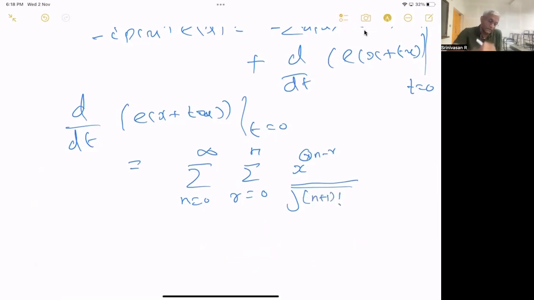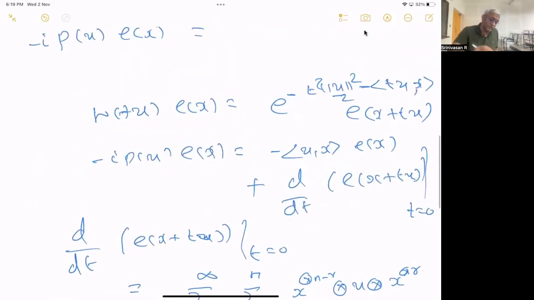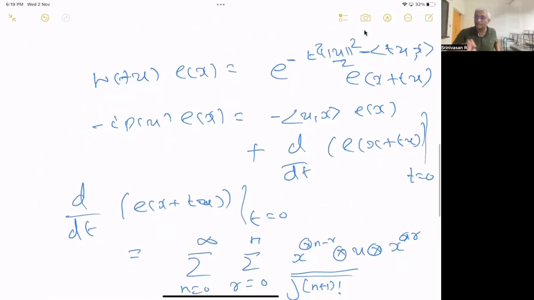Okay. So x tensor n minus r, tensor u, tensor x tensor r. Okay, so it is this. This is the derivative. So P(u) is basically this. I have written the definition. We have computed P(u), and the last term, which is a derivative, looks like this.